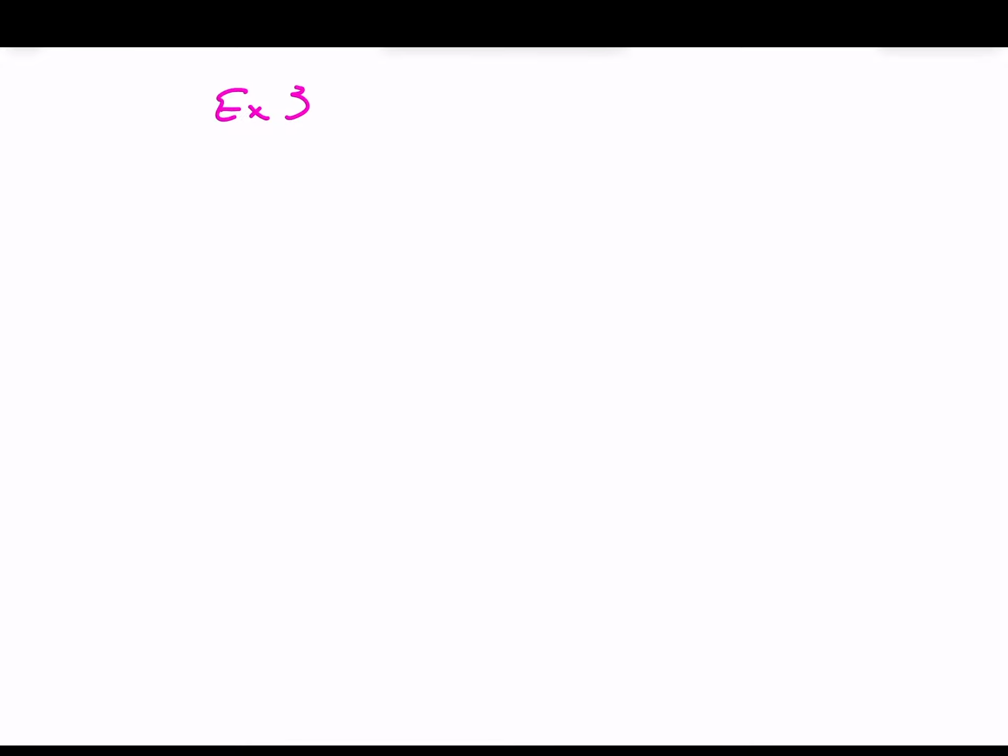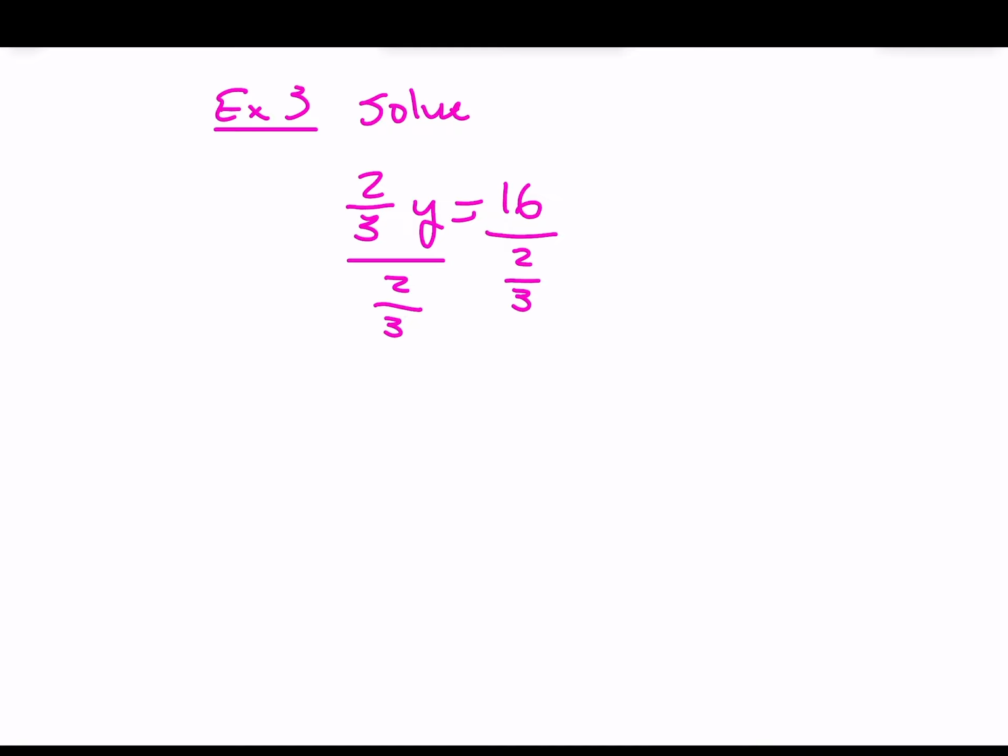Example 3. Again, we want to solve the equation. And we have 2/3 y is equal to 16. Well, we have 2/3 times y is equal to 16, so we can just divide both sides by 2/3. And sometimes you'll see this done, and we can do that math there. The 2/3 will cancel on the left, and we're left with y equals 16 over 1 divided by 2/3.